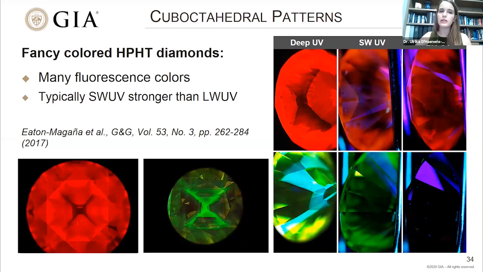When we look at fancy colored HPHT diamonds, you're going to have a range of different types of impurities, which are causing the color. And that also means that you're going to have a wider variety of fluorescence colors. But again, one of the useful things to us is that typically the short wave UV is going to be stronger than the long wave UV response, which is opposite to what we observe for natural diamonds. And for fancy colored diamonds, it's much easier to observe these growth patterns. So again, you can see the crosses going through all of these different examples.